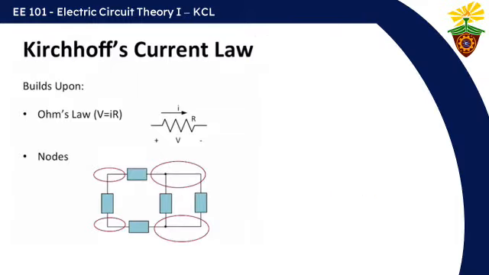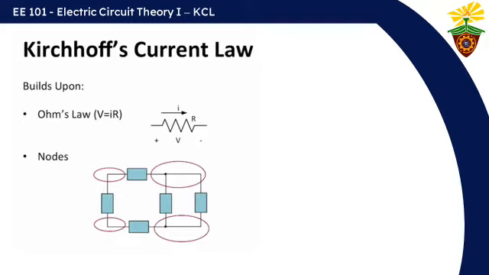Now, Kirchhoff's current law builds upon two prior concepts. One is Ohm's law, V equals IR, and the other is the idea of nodes. This particular circuit has 4 nodes. Remember, a node is a collection of wires that interconnect different circuit elements, like here.